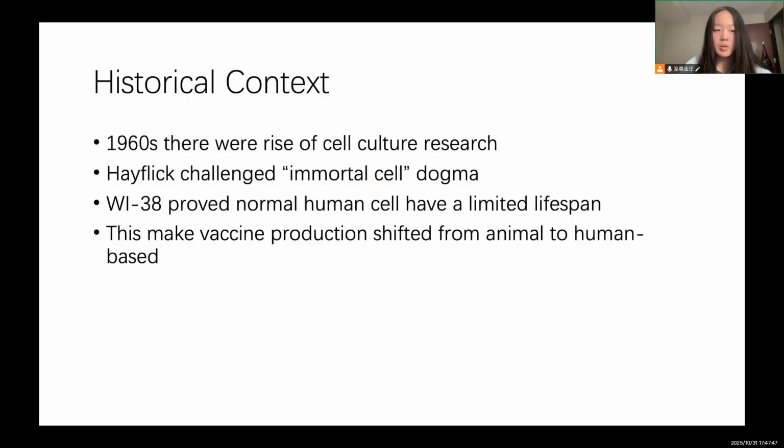Here's the historical context. In the early 1960s, the primary kidney cells used for vaccines were repeatedly contaminated. WI38 arrived at a critical moment: a normal human cell line, thoroughly tested, safe, and scalable. It accelerated vaccine development at a pivotal period in public health. And Hayflick challenged the immortal cell dogma, as I talked about before. WI38 provided a normal human cell with a limited lifespan, and this shifted vaccine production from animal-based to human-based.